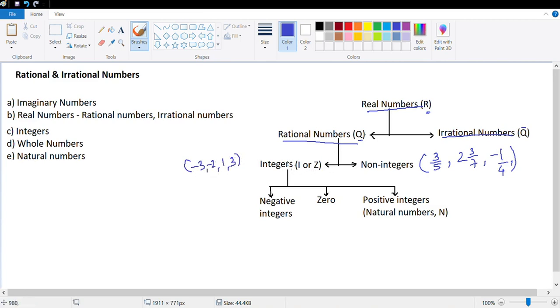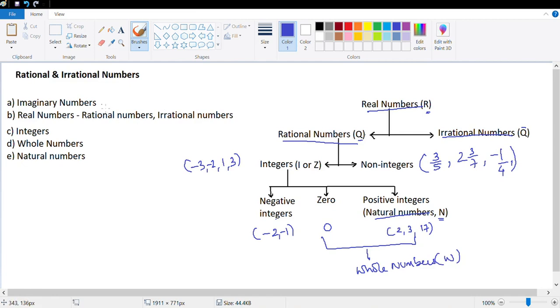Integers are of three types: negative integers, which is basically all numbers which are negative, 0, and positive integers, which are also known as natural numbers. For example, 2, 3, 17. These are denoted by N. 0 and positive integers put together are known as whole numbers, which is denoted by the letter W. So these are basically what we know. Imaginary numbers and real numbers.